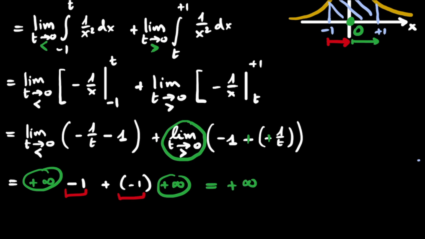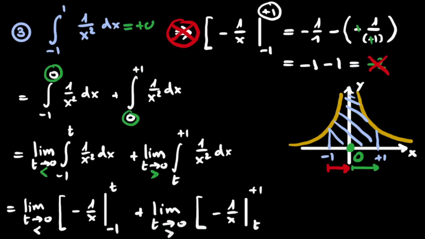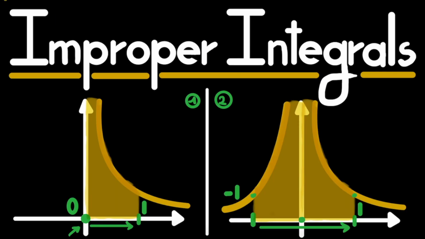So if we go back to our original integral now, then we see that this integral becomes plus infinity and indeed not equal to this -2, which we got by doing this very naive integration method. This also means that this area under the curve between -1 and 1 is indeed infinity and not -2. And this is how you calculate improper integrals.